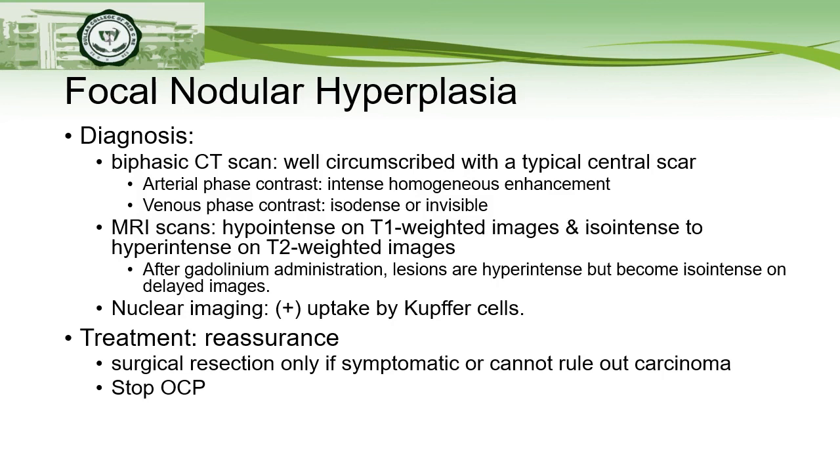So, having said that, due to the nature of FNH, the management of it is usually reassurance and prospective observation irrespective of the size. Surgical resection can still be recommended, especially when the patient is symptomatic, or you cannot rule out that a hepatocellular carcinoma is there. Also, you might need to stop oral contraception with FNH, or if a hepatic adenoma was found also.